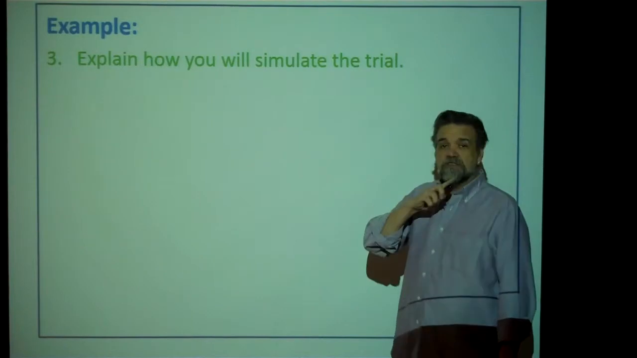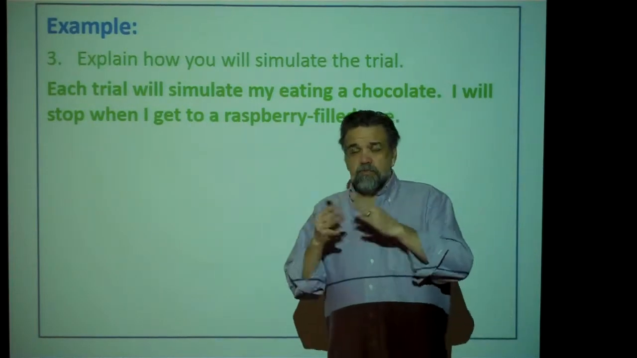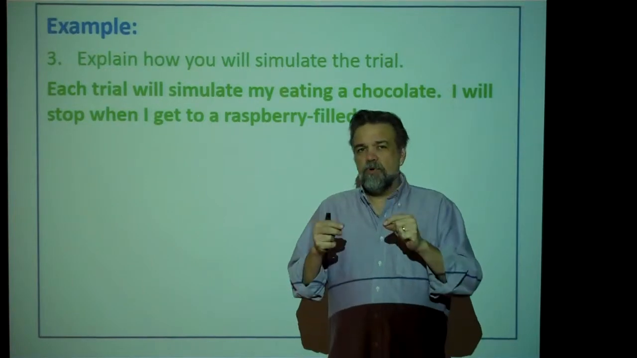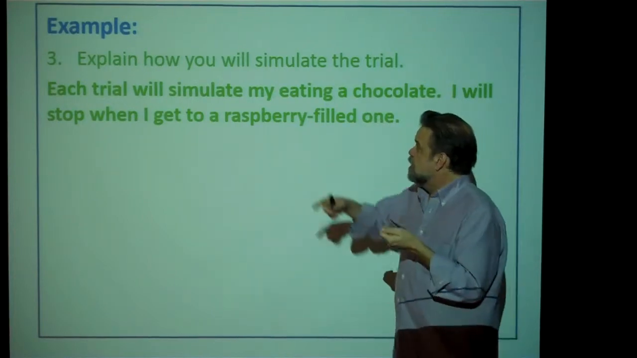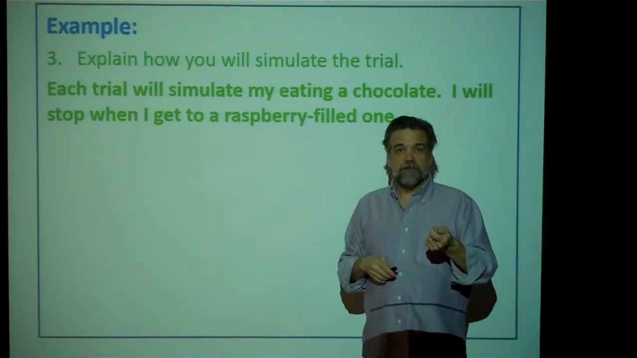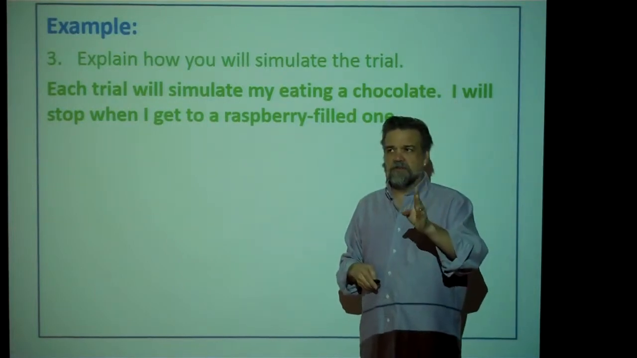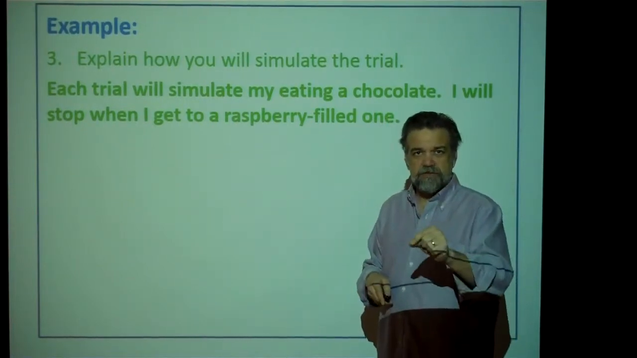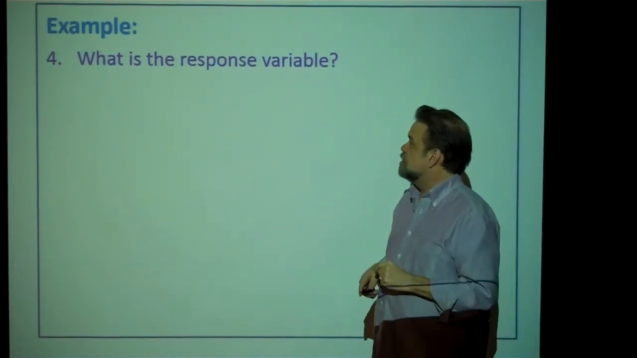Now, explain how you're going to simulate the trial, okay? And what that means is, when do you stop, okay? You're going to look at all these numbers, which simulate my eating the chocolates. Well, at what point do I stop that particular trial? Well, at the point when I get a raspberry one. So each trial will simulate my eating a chocolate. I will stop when I get to a raspberry-filled chocolate, okay? And I believe it was 7 and 8 that were the digits assigned to raspberry. So every time I see one of those digits, I would stop that particular trial of the simulation.